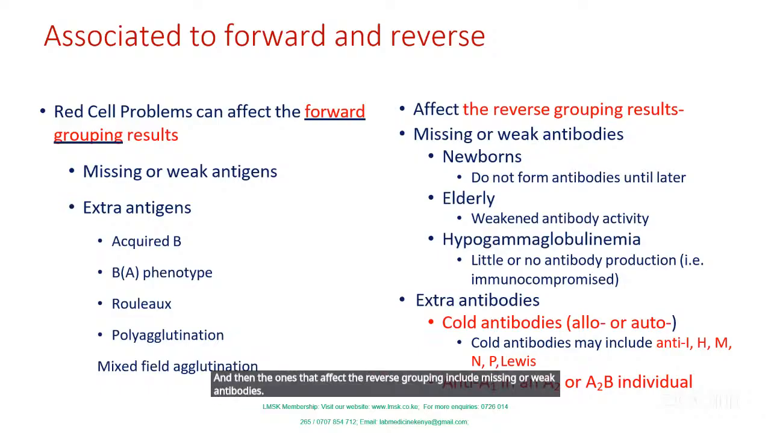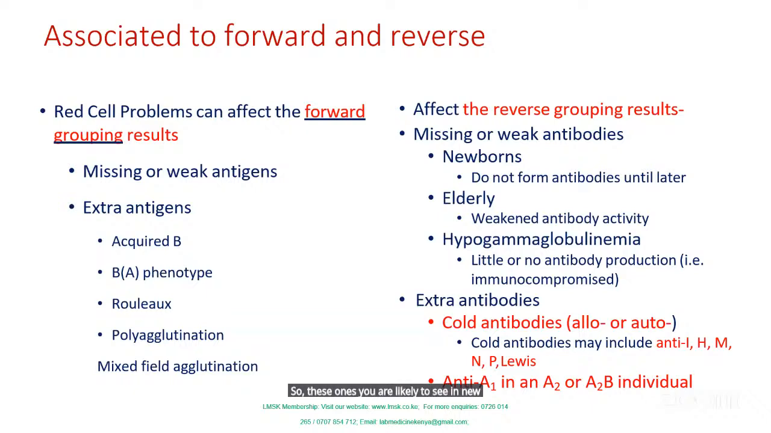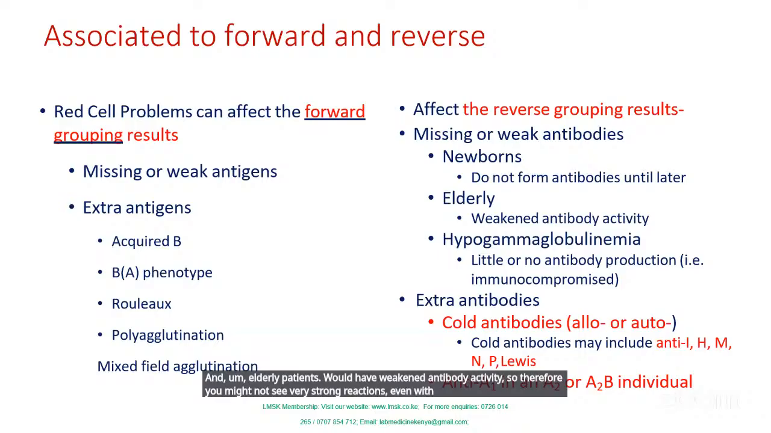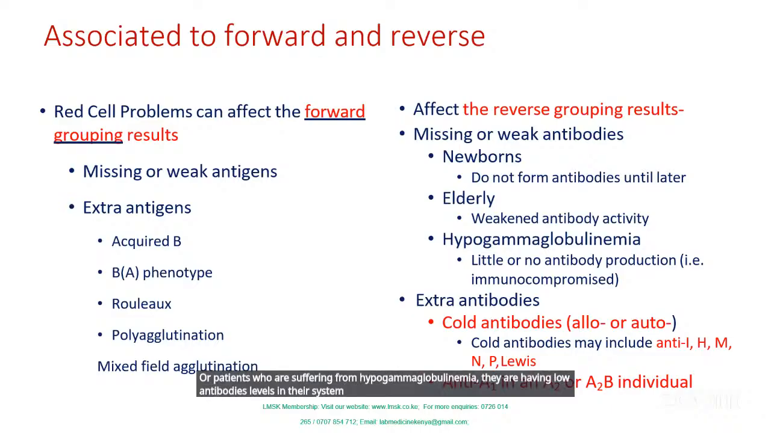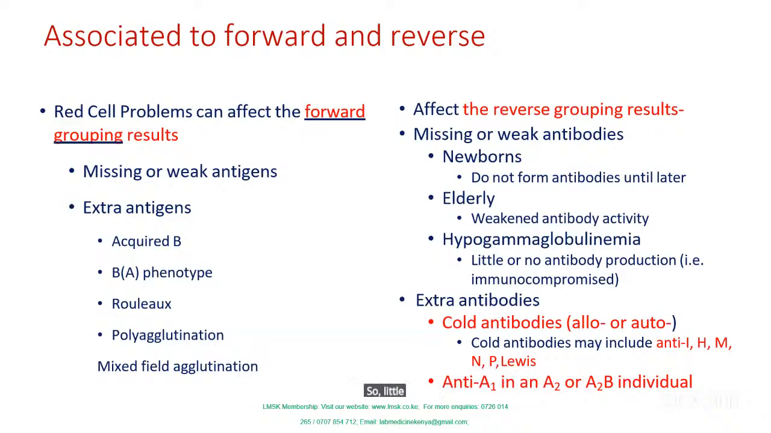These you are likely to see in newborns, and elderly patients would have weakened antibody activity. Therefore, you might not see very strong reactions even with the forward typing. Also patients suffering from hypogammaglobulinemia have low antibody levels in their system, or they lack the antibodies altogether, agammaglobulinemia, so little or no antibody production. You are likely to see this in immunocompromised patients.